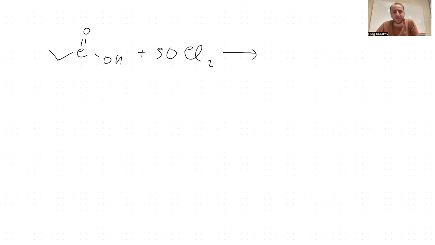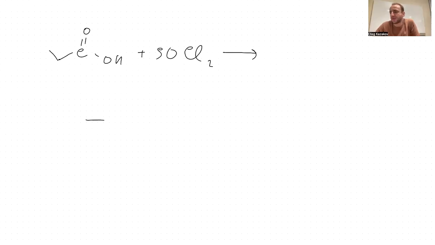Acid chloride, right? That's another compound that we can make from carboxylic acids. For example, let's take propanoic acid, CH3CH2COOH. It turns out if it reacts with the so-called thionyl chloride, SOCl2, it will form the acid chloride. So what is the acid chloride?